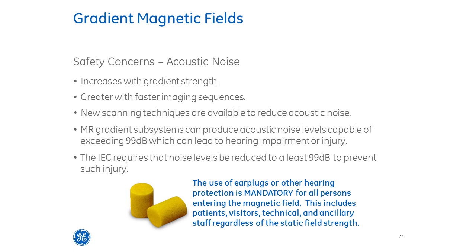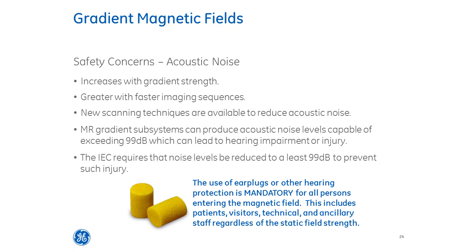The final aspect of safety with regards to the gradients is acoustic noise. The acoustic noise associated with MR scanners comes primarily from the gradients, and it increases with the gradient strength. It is also louder with faster imaging sequences. But there are new scanning techniques to help reduce that acoustic noise. Some reduce it to the point of near ambient room noise.